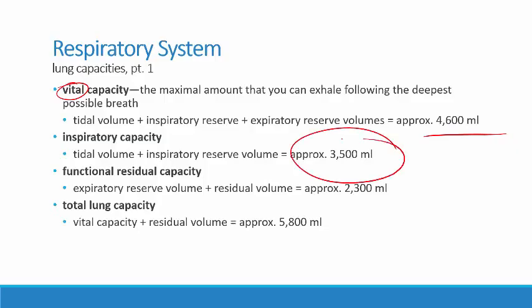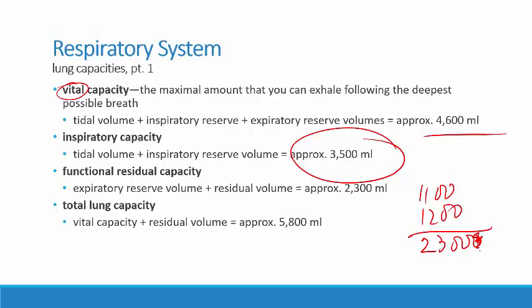The functional residual capacity, that is what's left in your lungs after you do a tidal volume exhalation. So, in 500 mils, out 500 mils, what's left in there? Well, what's left in there is the expiratory reserve and the residual volume. So that was 1,100 mils and 1,200 mils, totaling 2,300 mils. Oops, didn't mean the last zero. So right there, the functional residual capacity.